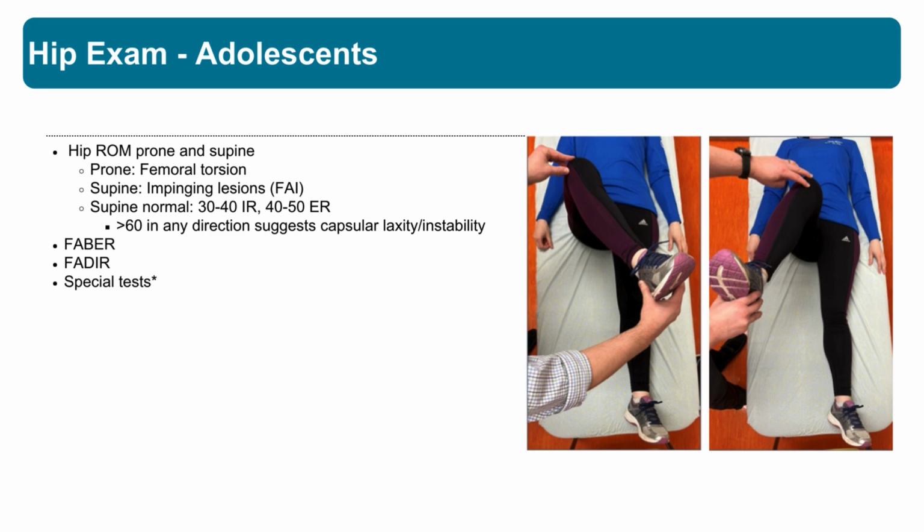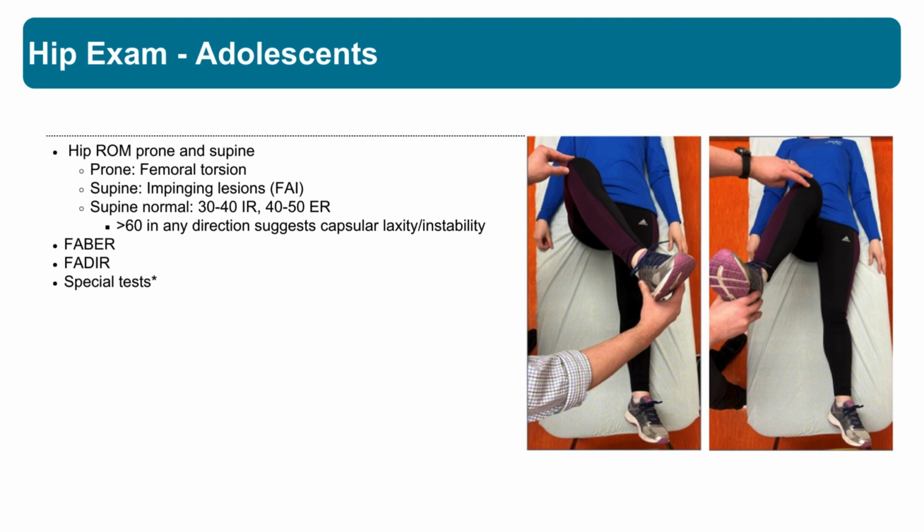And so you want to do a hip rotational profile, not only prone, but then also when the patient is supine. When the patient is prone, it really helps to isolate the femoral torsion or the twist of the femurs, while supine can actually tell you a little bit more about acetabular impingement or acetabular alignment. This can be helpful for things like FAI, CAM, or pincer lesions, or it can also be helpful for hip dysplasia if they have tons and tons of internal rotation.